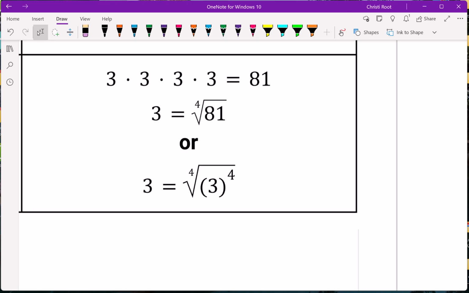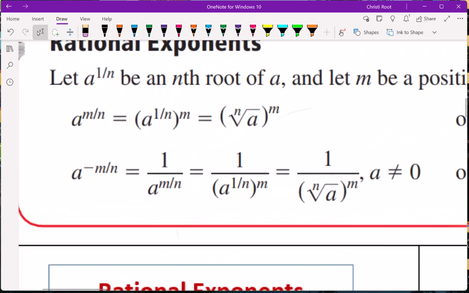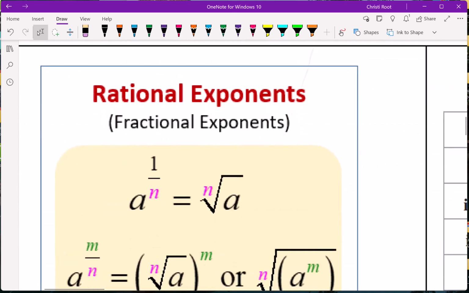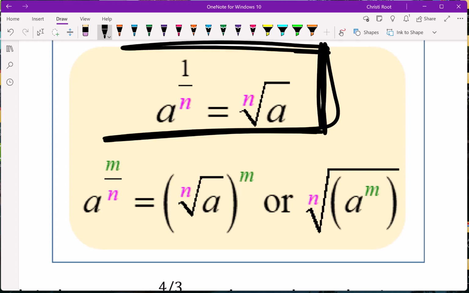So what we're going to do today is learn how to deal with exponents that are fractions. And you've not done this before. This is straight out of your book. It looks a little bit scary, but I'm going to break it down into 3 different parts, okay? This graphic's a little bit nicer to look at. So I want everybody to focus on this section right here in this box.